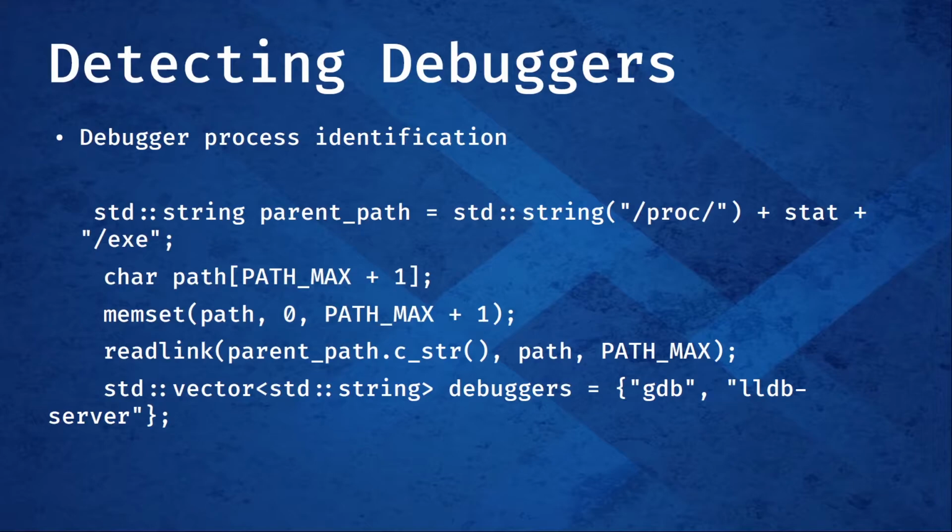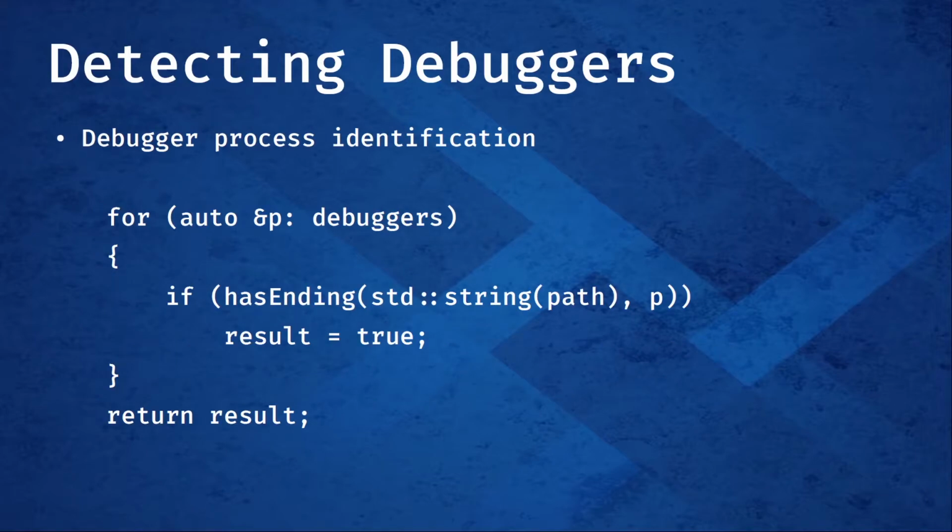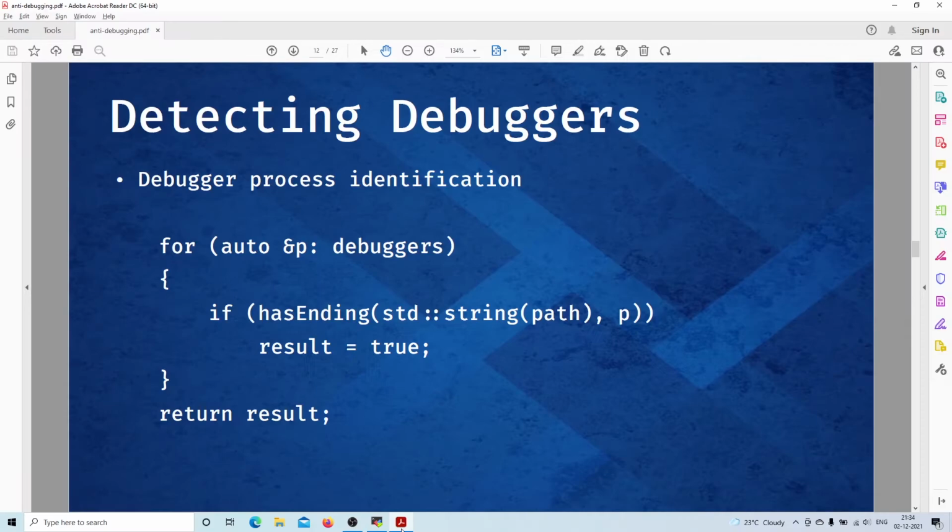Or we can try to figure out which process is our own parent process, and then we can try to match them with known tools. For example, I am trying to match them here with GDB and LLDB servers, that is the debugger from LLVM, and then we can simply check for those paths. And this method is really simple to implement actually.